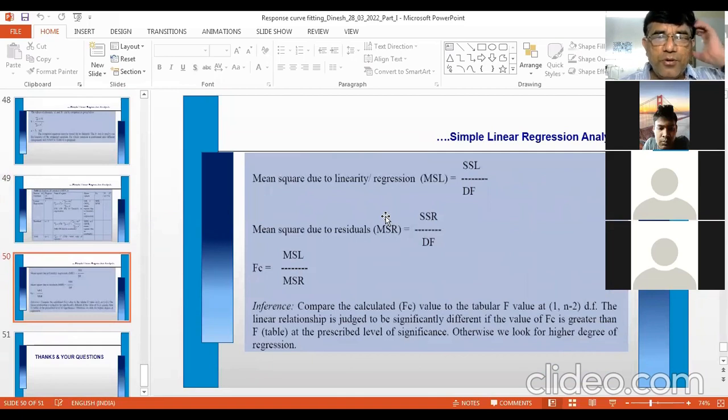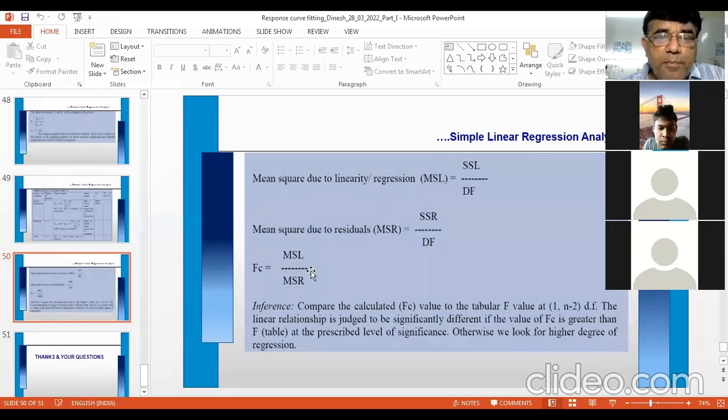So mean square due to linearity can be calculated, or mean square due to regression can be calculated. Sum of square due to regression divided by degrees of freedom, and mean square due to residual can be calculated by sum of square due to residual. Remember, here it is residual, and divided by degree of freedom. And then F calculated is MSL divided by MSR.